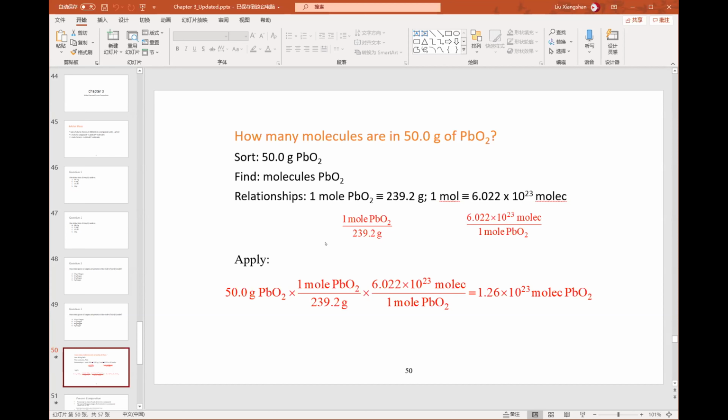Okay, so it has 2 equations here. 1 mole equals 239.2 gram, and this amount of molecules equals 1 mole. So when you have 50 gram, you can multiply all of them together. 50 grams times this one times this one, so the moles cancel, and the grams cancel, and then you will get the molecules of this compound. Okay. Any questions for this one?